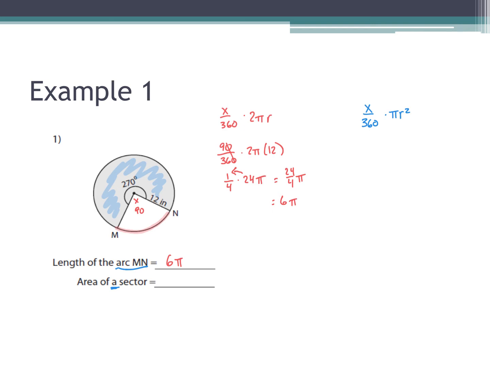Now my radius stays the same, and I am already given x, so I can just plug straight in. So I have 270 over 360 times 12 squared pi. As you simplify, you get 3 over 4 times 144. Okay. And I am going to simplify 4 and 144 to give me 36 over here, which 36 times 3 is 108 pi. And those are my answers.